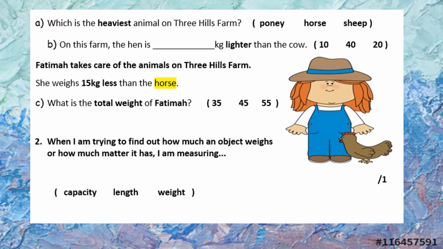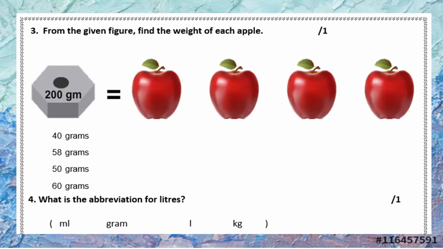Question number 2. When I am trying to find out how much an object weighs or how much matter it has, I am measuring. So what am I measuring? Capacity, length or weight? Find out. Our question number 3. From the given figure, find the weight of each apple. So students, you have to find out the weight of each apple. Question number 4. What is the abbreviation or short form for liter? Find out and circle it.